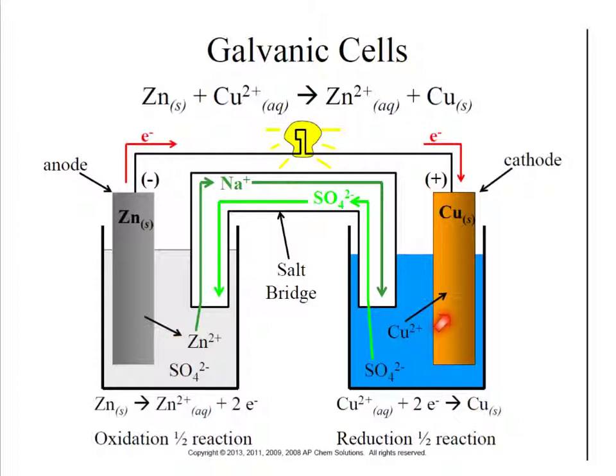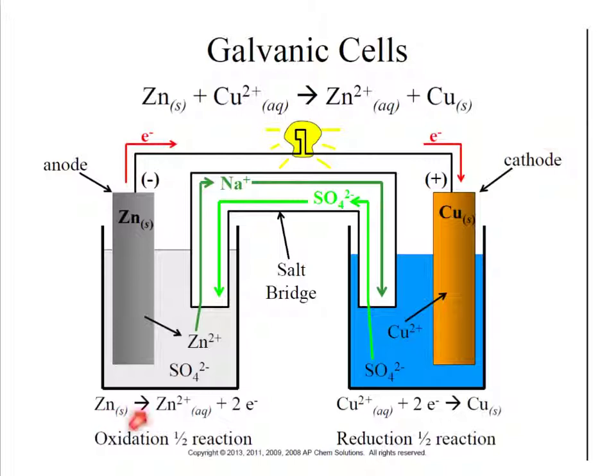We have two different half reactions. So this was the very, very first reaction we looked at in this video, the zinc reacting with copper 2 plus to form zinc 2 plus and copper. So on one half we have the zinc half reaction, where zinc solid is turning to zinc 2 plus and releasing 2 electrons. On the other side, we have the copper 2 plus accepting 2 electrons and turning into copper. So the half reaction that involves the oxidation, so the loss of electrons, we call the anode. And then the half reaction that involves the reduction, so copper accepting 2 electrons, we call that the cathode.